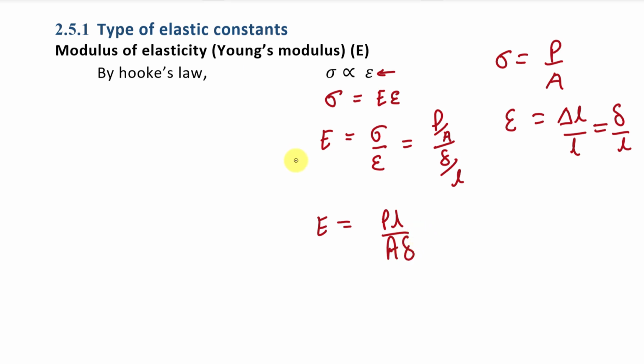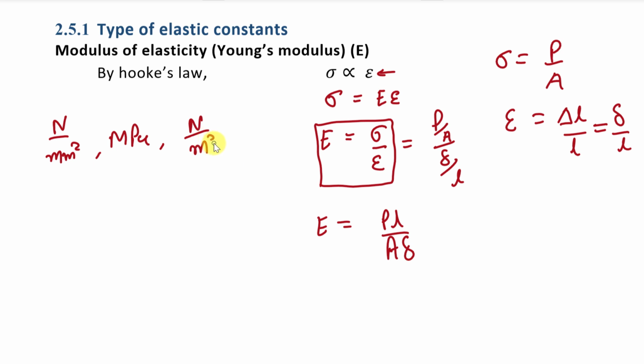Correct? Now what is the unit of Young's modulus? From here we can find out the unit of Young's modulus. We know that the unit of stress is generally taken as Newton per mm square, or it is in megapascal. And the SI unit of stress is Newton per meter square, that is also called Pascal. And we also know that strain is unitless. The unit of Young's modulus and the unit of stress will be the same. So this will be the unit of Young's modulus.